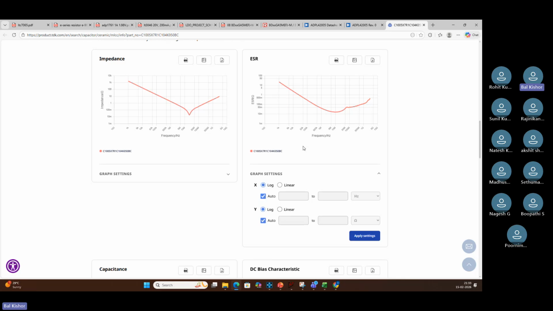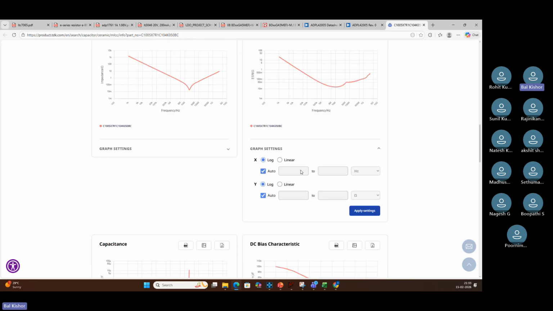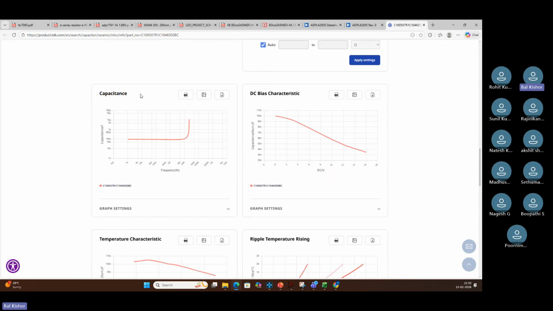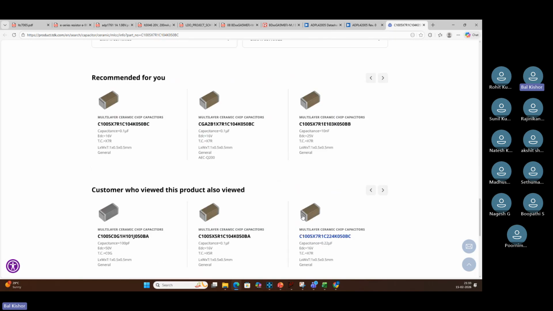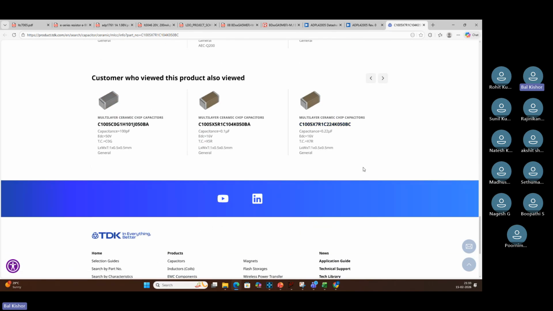Okay. So that's all about ceramic capacitors. You have capacitance change based on frequency and DC bias. You have some other characteristics also, like ripple and temperature rise, but that is not in scope for us right now.